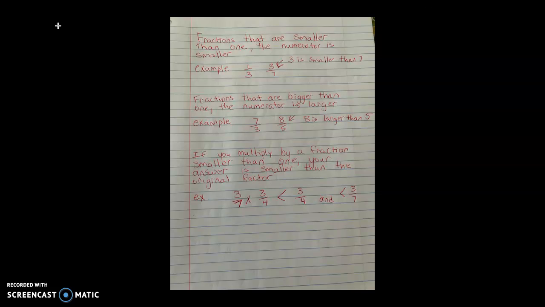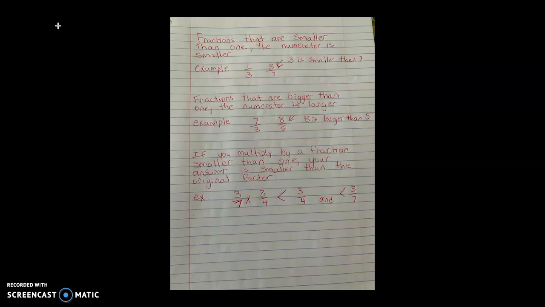Fractions that are bigger than 1 whole, the numerator is larger than the denominator. So for example, 7/3 is larger than 1 whole. If I reduce that fraction, I'd take 7 divided by 3 and I would get 2 1/3. So notice it's larger than 1 whole.